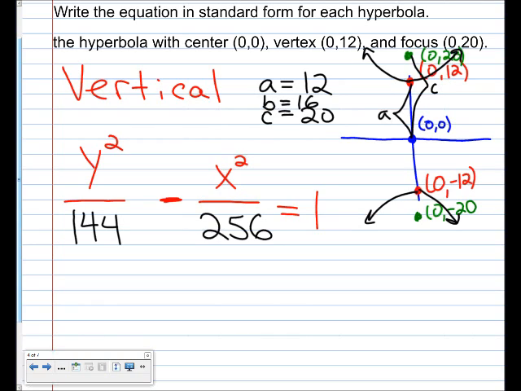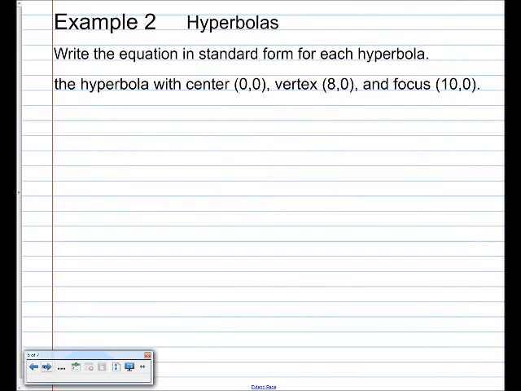Okay then, so let's do another example. Let's try this one. Always, always, always, I'm going to recommend what? Draw a sketch. Now I'm keeping it straightforward to start. What is the center? 0, 0. All right, so there's our center, 0, 0.